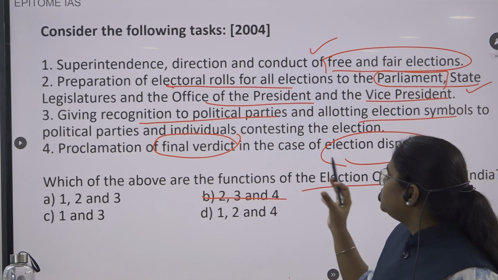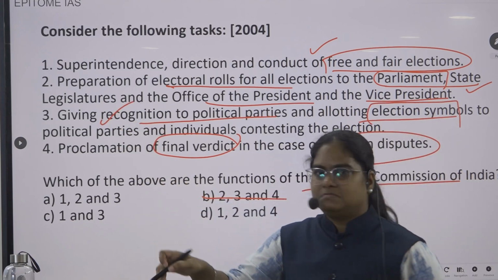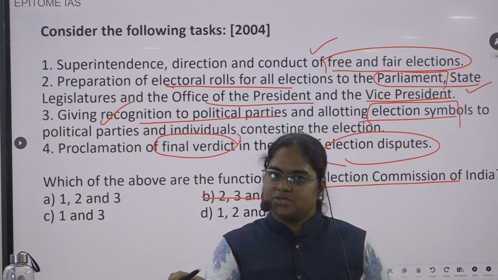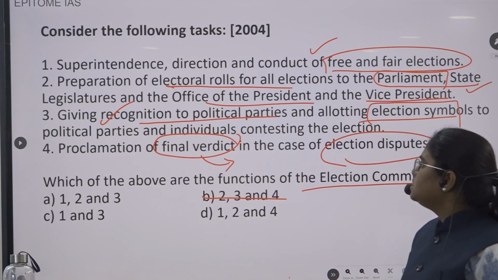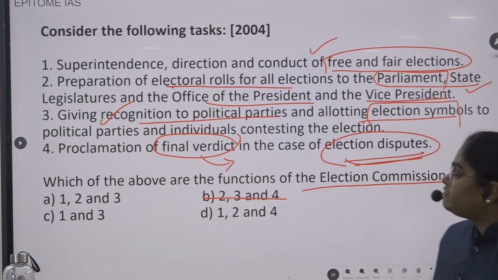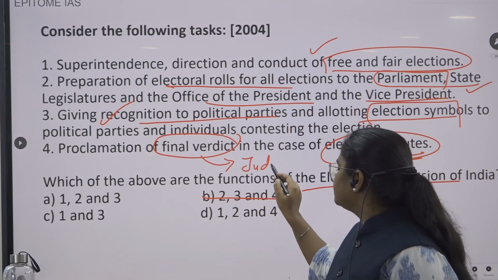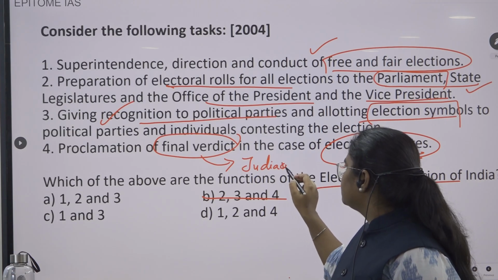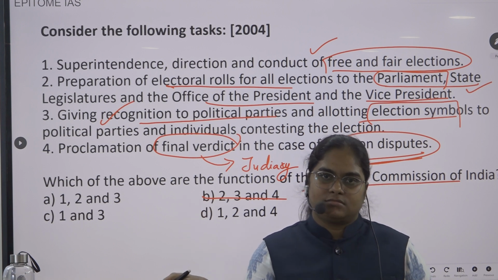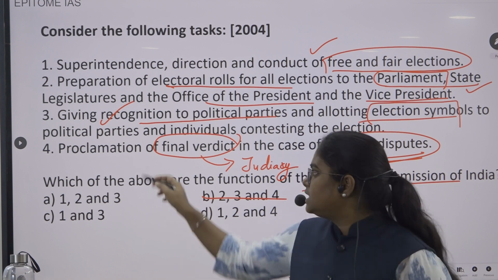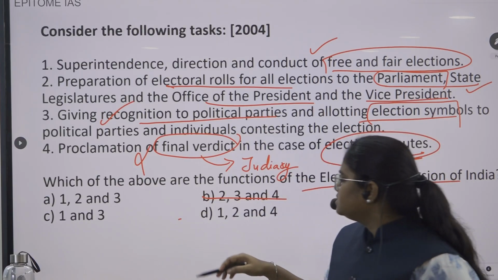Giving recognition to political parties and allocating the election symbols. Again, yes, basic fact. Election Commission's basic function. Then proclamation of final verdict in case of election disputes. Again, final verdict. Who will be giving the final verdict? It is the judiciary. It is not the Election Commission. Okay. So, this statement is a wrong statement. 4 is wrong. So, what is the correct answer? 4 is gone.